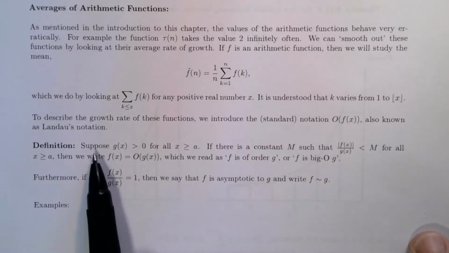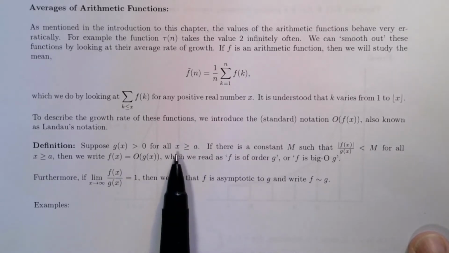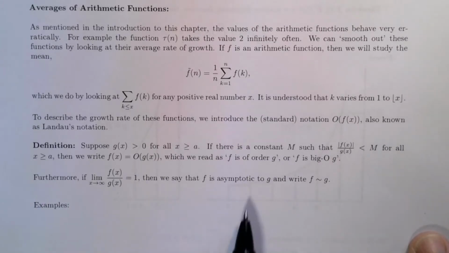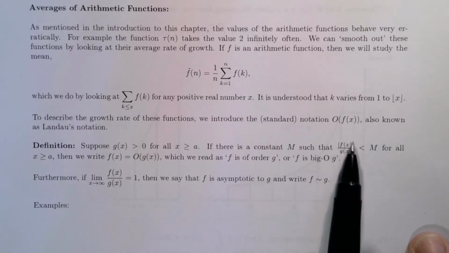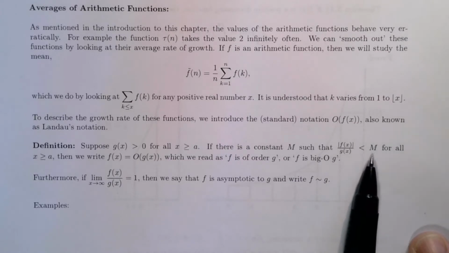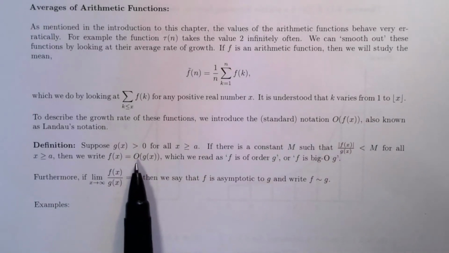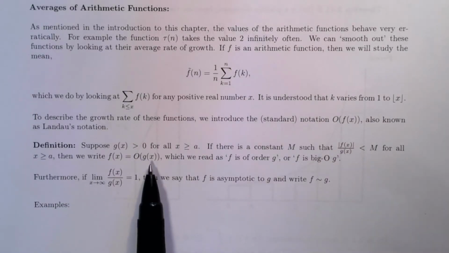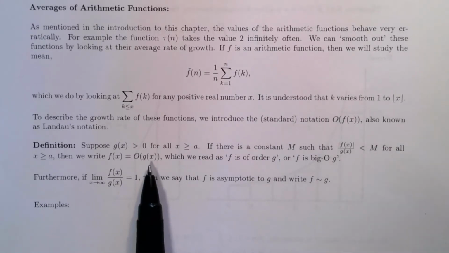So it says that suppose g of x is positive, eventually for all sufficiently large x this function is positive, and that we can find a constant M so that the absolute value of f of x, just in case it goes negative, over this g of x is less than M for all sufficiently large x, that is for x bigger than some value a. In that case, we write f of x is big O of g of x. We can read this as f is of order g. Sometimes I'm going to say f is big O of g.